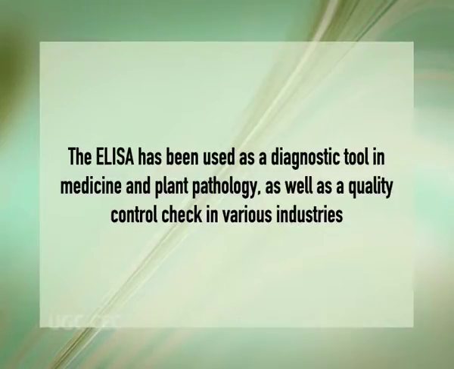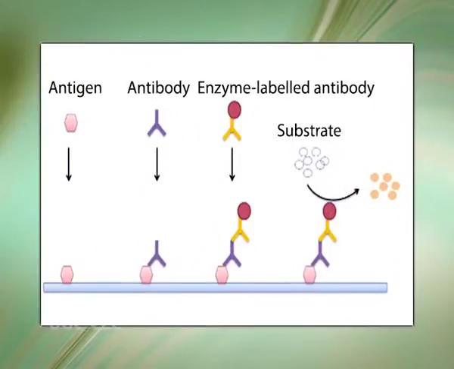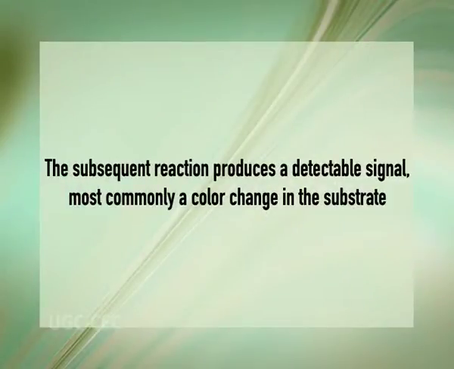The ELISA has been used as a diagnostic tool in medicine and plant pathology as well as a quality control check in various industries. Antigens from the sample are attached to a surface. Then a further specific antibody is applied over the surface so it can bind to the antigen. This antibody is linked to an enzyme and in the final step a substance containing the enzyme substrate is added. The subsequent reaction produces a detectable signal, most commonly a color change in the substrate.